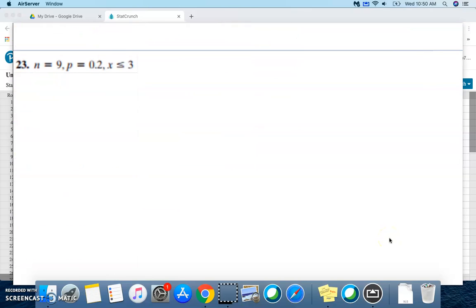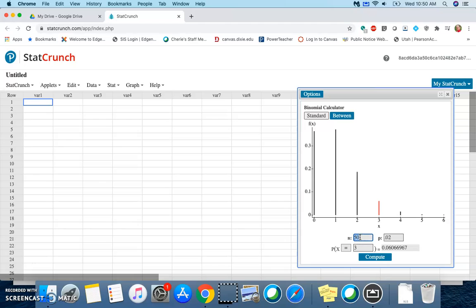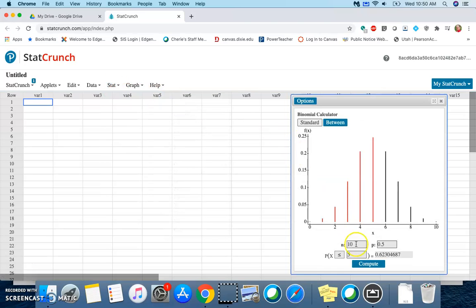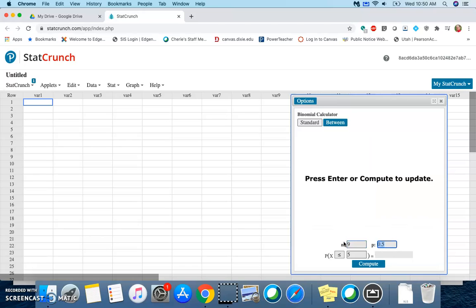Okay, here's another one. When N is 9, probability of success is 0.2, and X is less than or equal to 3. So that means we could have 3 successes, 2, 1, or 0. We're going to add all of those up. So over in StatCrunch, again, I'll show you where we grab this. It was under calculator, binomial, and N was 9. Probability of success was 0.2. And we wanted X less than or equal to 3.